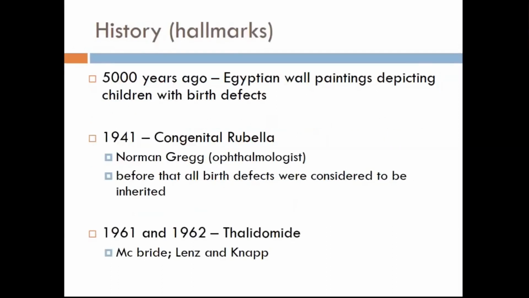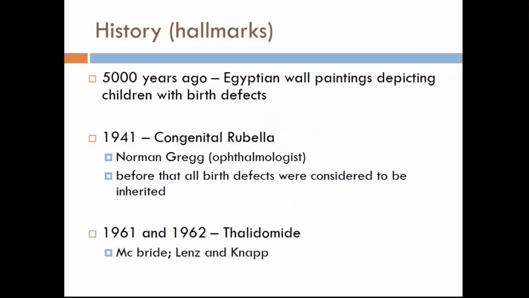5,000 years ago, Egyptian wall paintings depicted children with birth defects. So it was there, and it could have been due to various causes, genetic or non-genetic. But the first teratogen was described in 1941, and it was congenital rubella. The person who described it was an ophthalmologist. And before that, all birth defects were considered to be inherited, right?